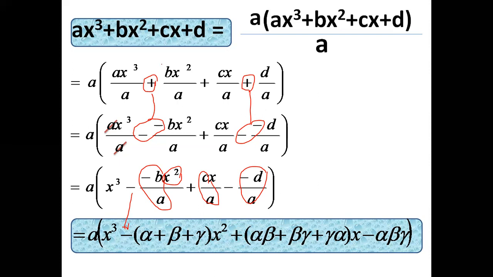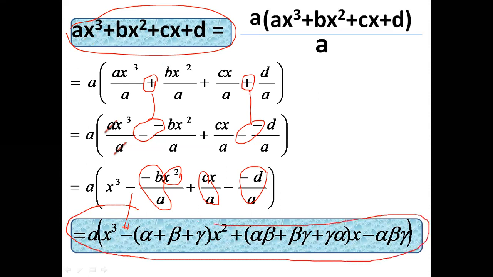So here, if alpha, beta, gamma are zeros of this cubic polynomial, then automatically alpha, beta, gamma are also zeros of this other cubic polynomial, because these two are equal, right?